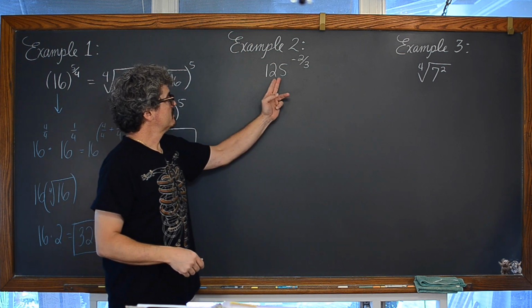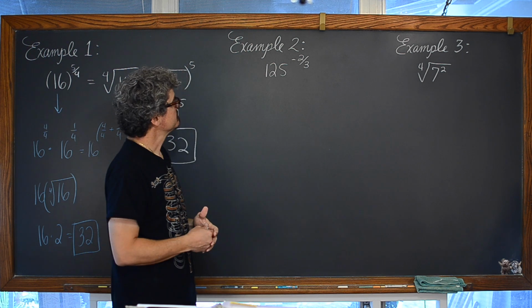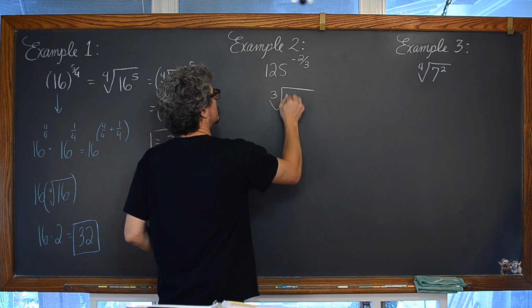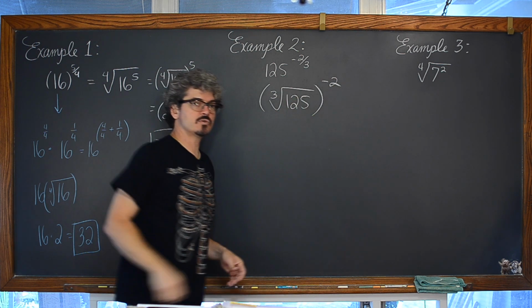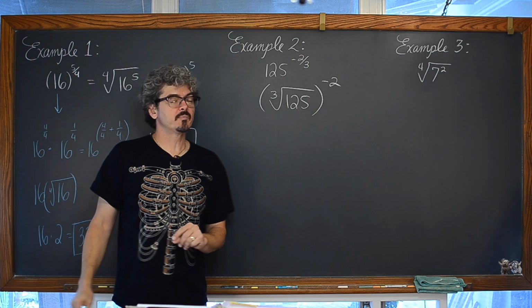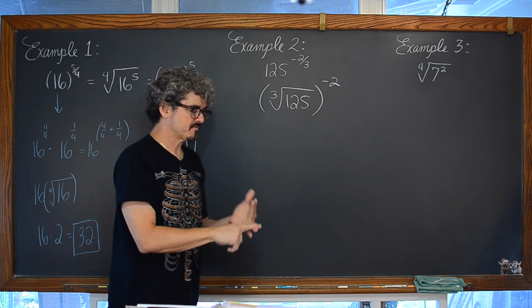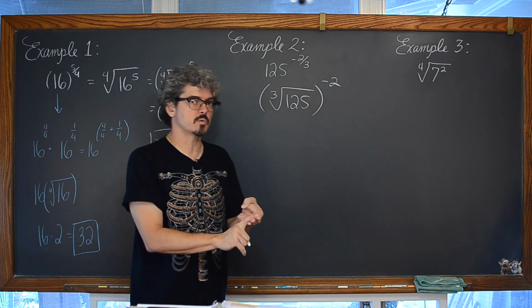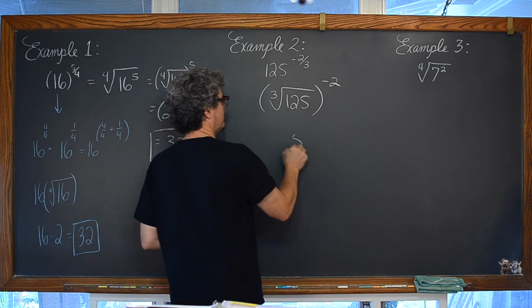We have 125 raised to the negative 2/3 power. Well, that's the cube root of 125 then raised to the negative 2 power, and the cube root of 125 is equal to what? 5 times 5 is 25, and 25 times 5 is 125. Yes, the cube root of 125 is equal to 5.